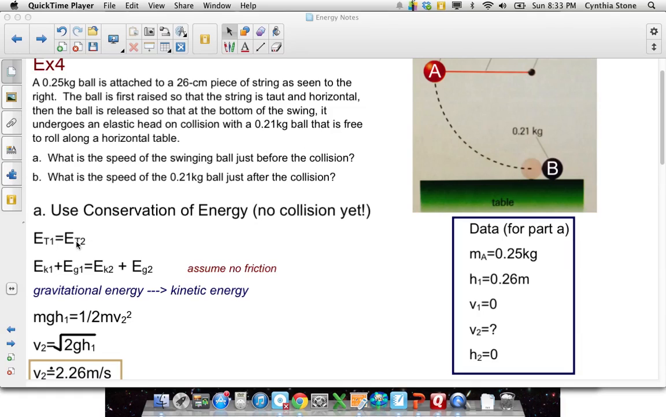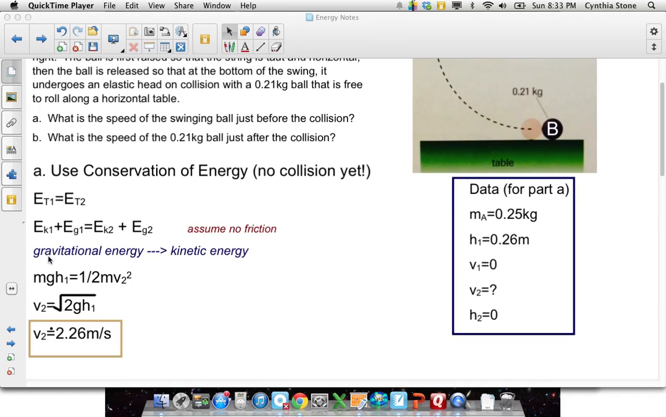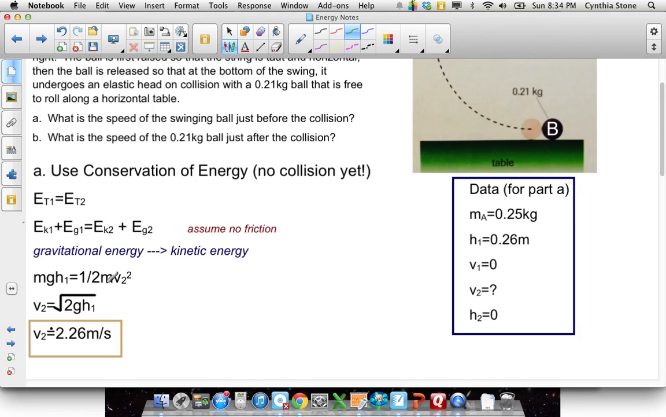You just say my total energy at the start is my total energy at the end. We're given nothing about friction, so just assume there is none. And so my energy transformation is gravitational for A becomes kinetic for A. Again, B is not part of this first part of the question, it's just A we're talking about. So you take the equation and say my gravitational mgh1 is equal to 1/2 mv2 squared. The m's cancel, solve for v2. So we know that just before the collision, A is traveling at 2.26 meters per second, and that's a pretty reasonable number. So I'm going to check mark it. It makes sense.